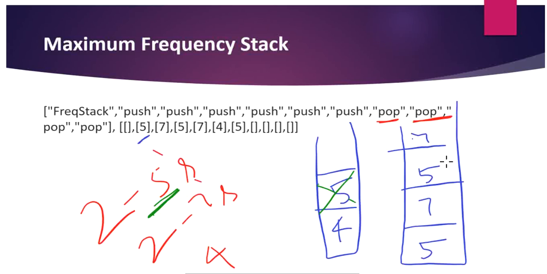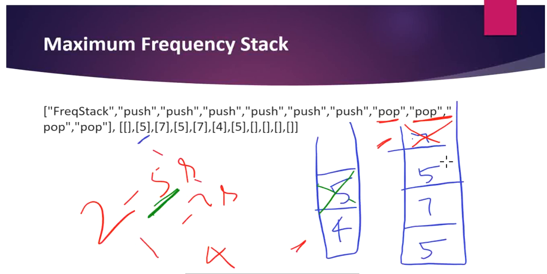If you see, the top element in the stack is 4, and the next one is 7. So out of 5 and 7, 7 is the closest to the top. So we are going to remove 7 from the stack. Now we have only one 7 left in our stack.